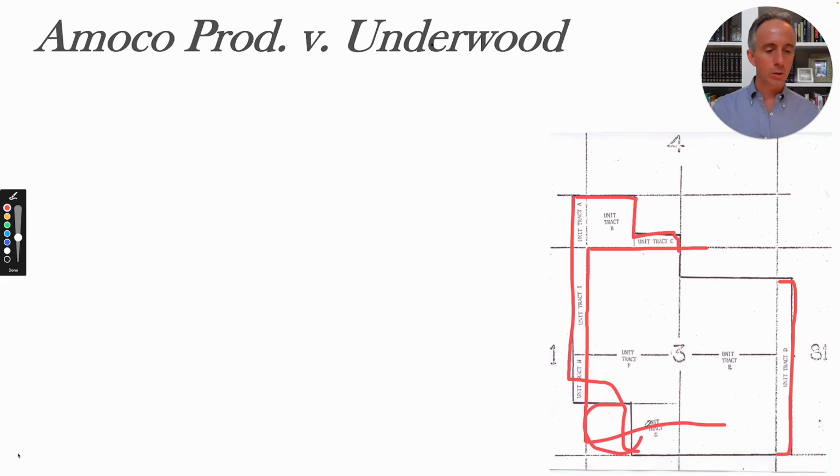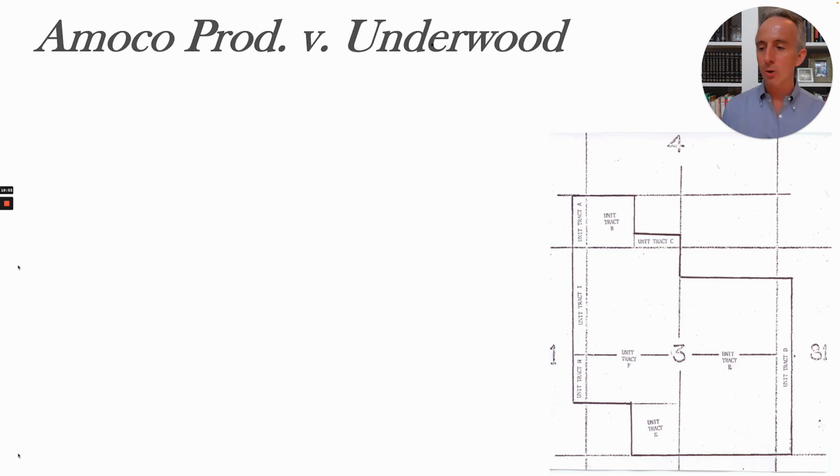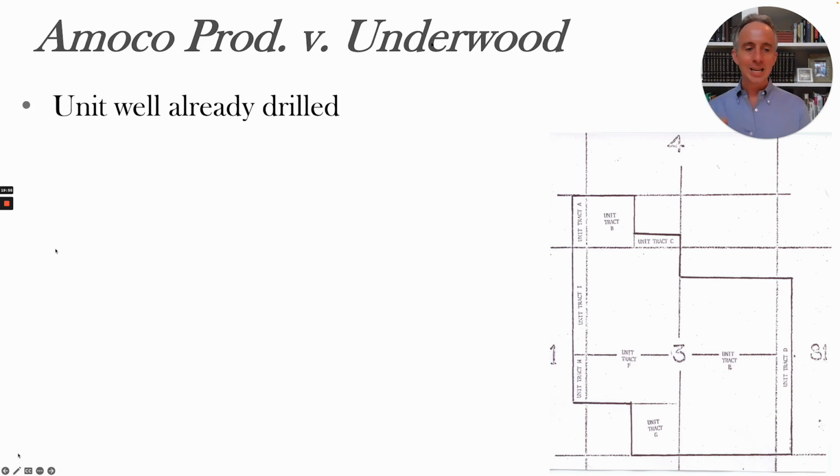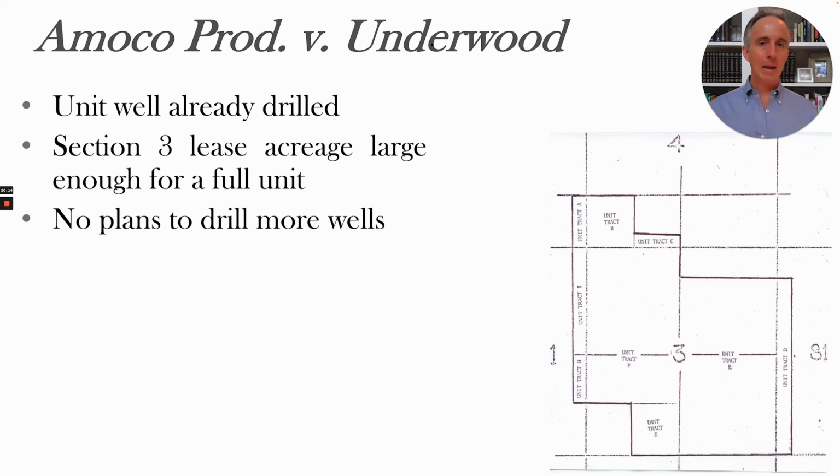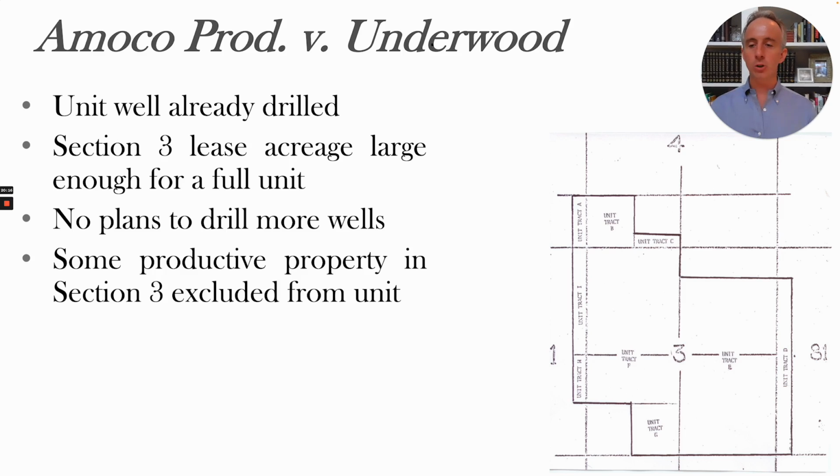And it actually excludes parts of the Section 3, which it could have just been based around Section 3. So it seems relatively clearly designed to keep all those extra leases. Now, as we said, the unit well had already been drilled. Section 3 was big enough to accommodate a full unit. So there was no need to extend into these neighboring properties that just allowed Amoco to keep more leases. Amoco doesn't have any plans to drill more wells.